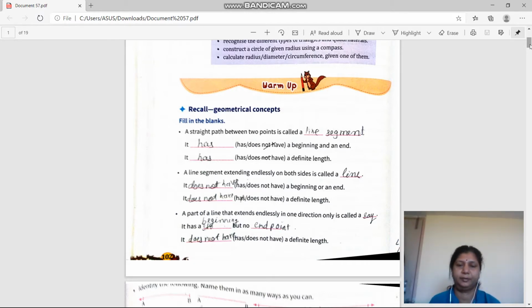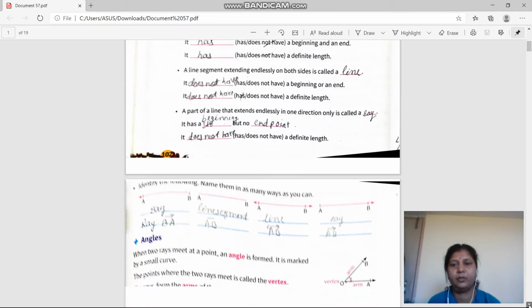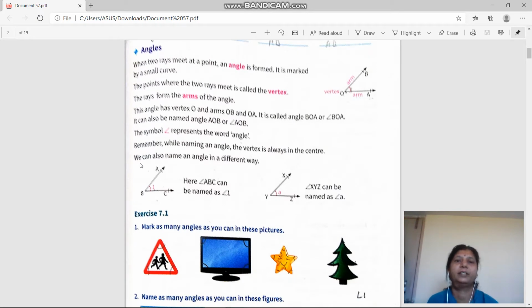Okay, next topic, we study about the angle. When two rays meet at a point, an angle is formed, right? So O is a vertex, OB and OA are arms. Now how can we represent the angle with this symbol? We have to read the name of the angle as angle AOB, or angle BOA, or angle O, right?